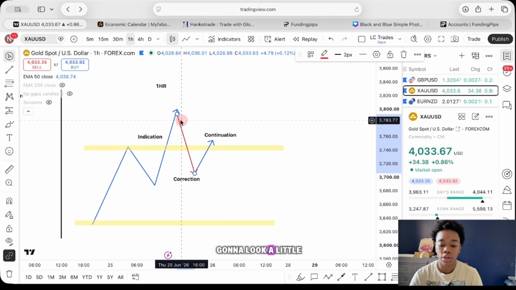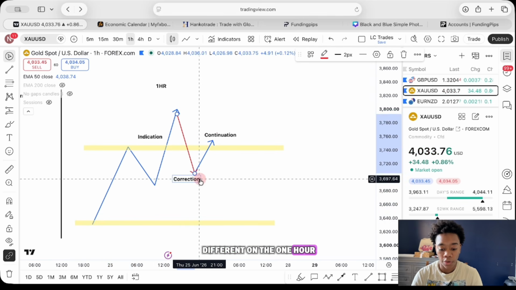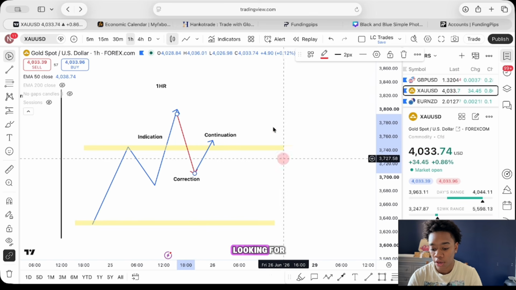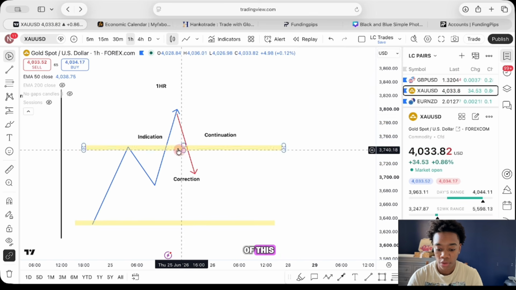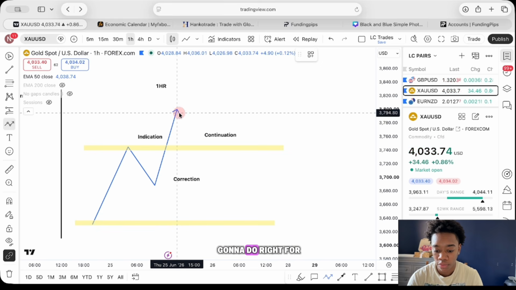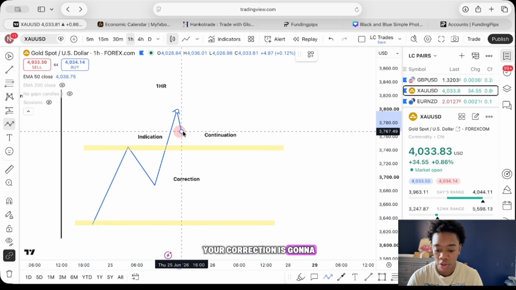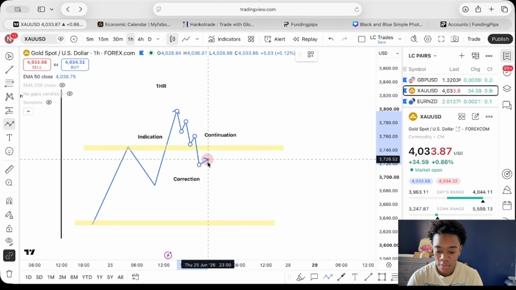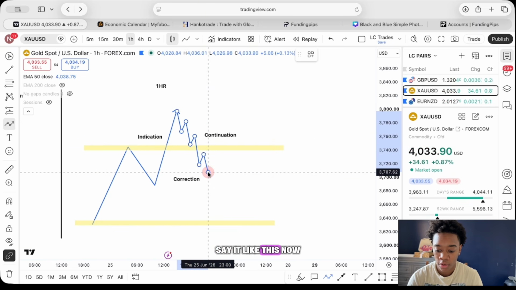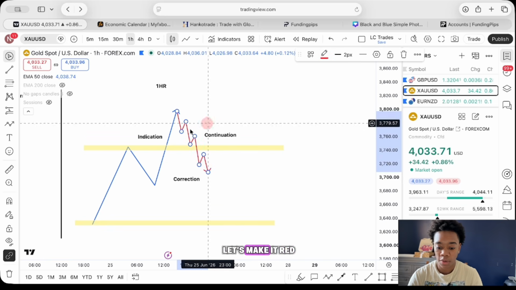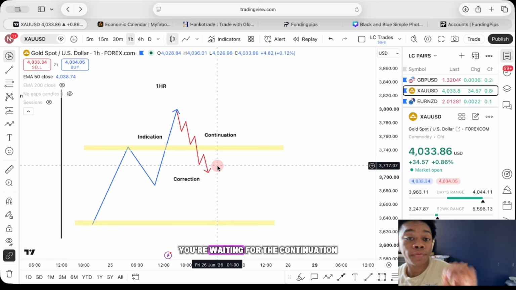Now the correction is going to look a little different on the 1 hour, but what you're really looking for is that continuation candle. Let me delete all of this, because let me show you ideally what the market's going to do, right? For your correction, it's going to do this. Now, this is your correction, right? Let's make it red. You're waiting for the continuation.